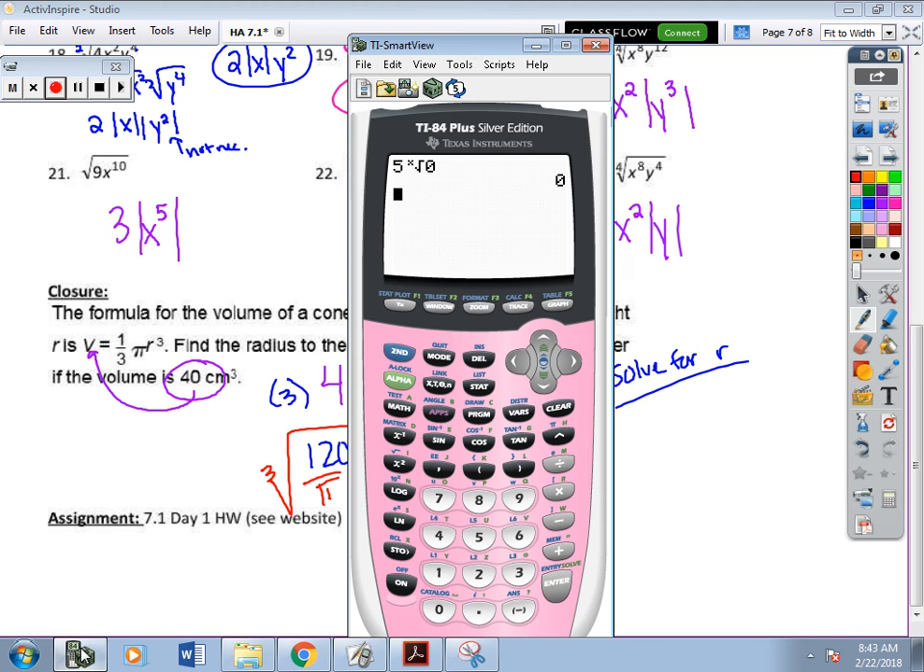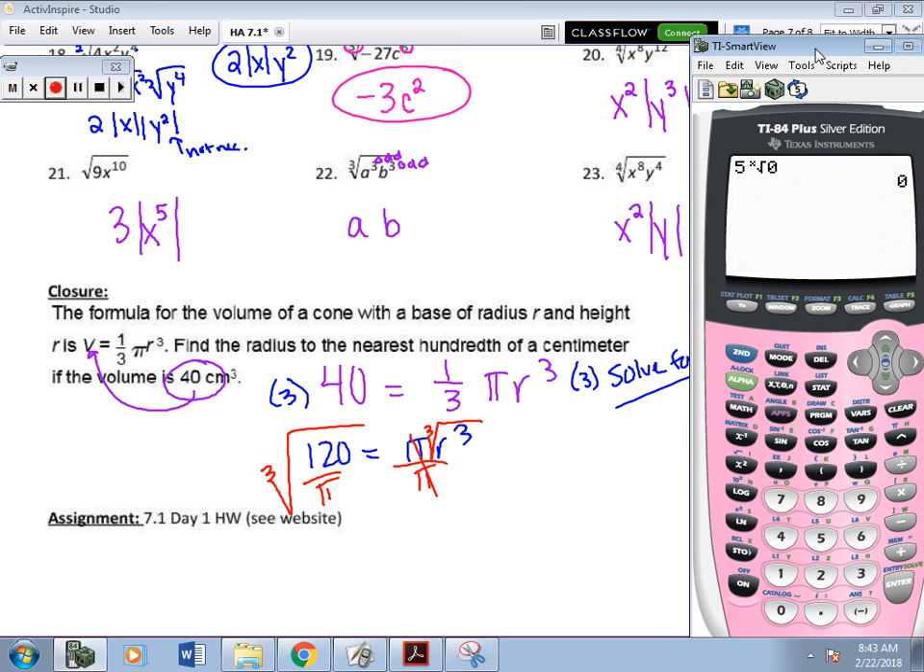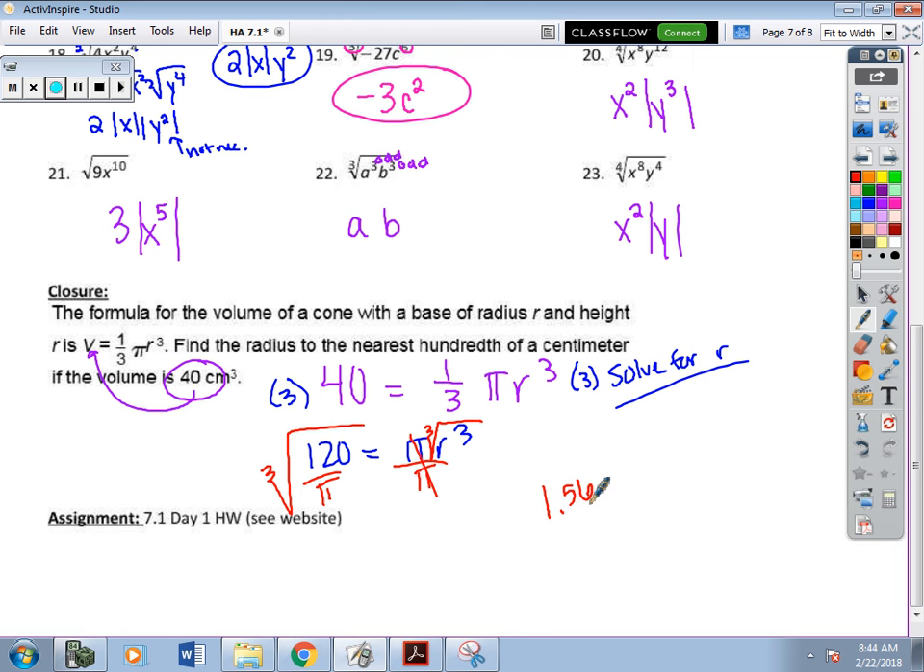And then this will go into your calculator. So we would just press our math button, our cube root, and you would want to use your pi key. So it would be 120 divided by pi. And then round your answer to the nearest hundredth. The homework is on Google Classroom tonight.